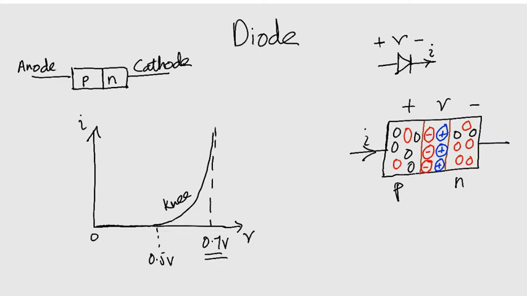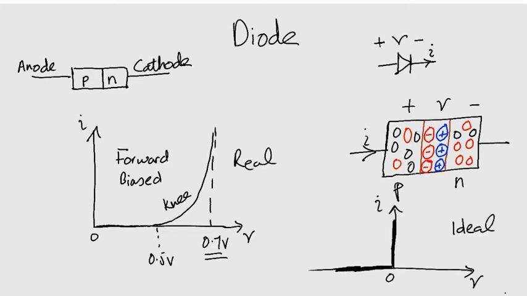This threshold has important consequences for semiconductor circuit design, some detrimental but others of great value. This characteristic of the diode is when the diode is forward biased. This is a mode of operation. For an ideal diode, the I-V characteristic looks like this on the bottom right.